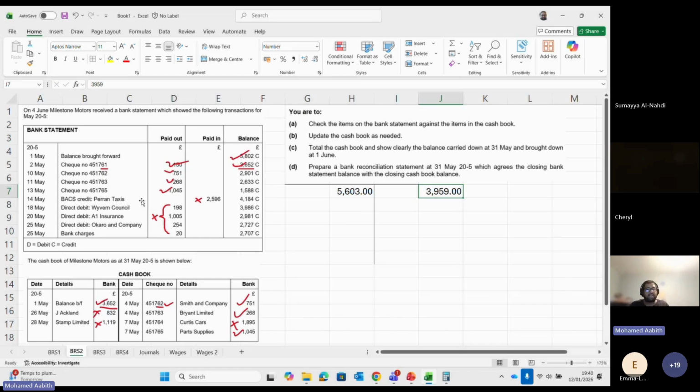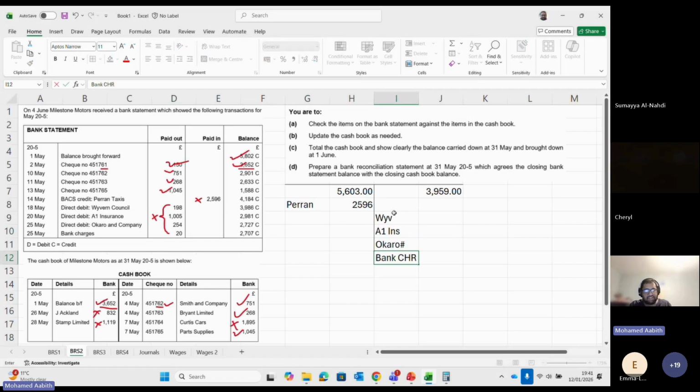Now what we need to do, guys, is update these five transactions into my cash book. Let's say here, the one from Peran Texas. How much is that Peran Texas for? 2596.00. We have that number now. And on this side, we have Y1 Council, A1 Insurance, then we have Okaro, and the last one is bank charges. So let's put those numbers up here and find the new balance carried down.